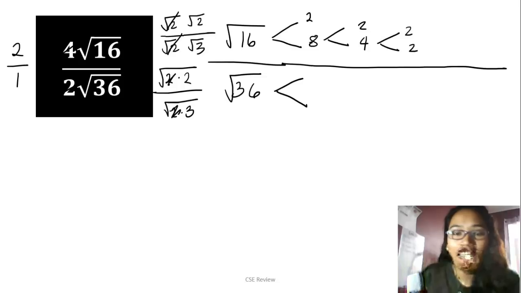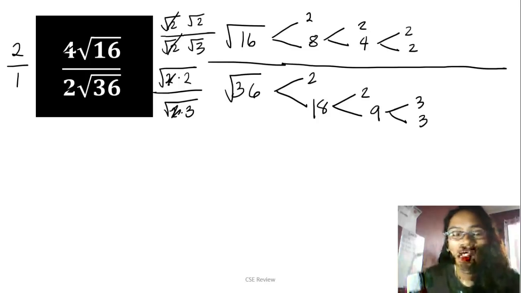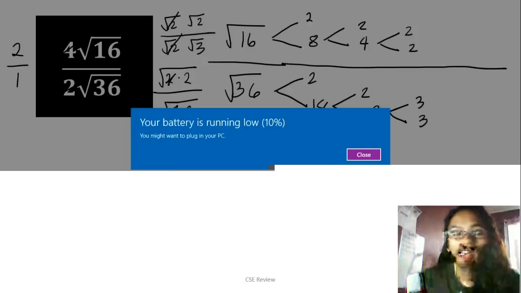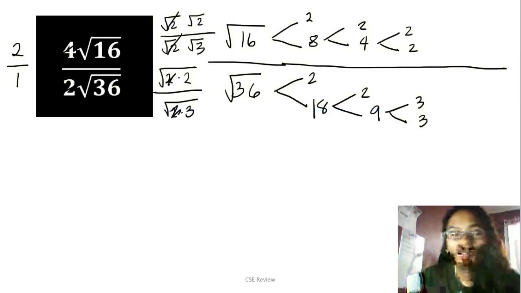Okay, ito yung 36 can be factored ng 2 and 18. 18 can become 2 and 9. 9 becomes 3 and 3. So, ngayon na meron na tayong mga pwedeng galawin dito, the first thing that you could do would be to cancel everything na may kapares. Sorry, lowbat na yung laptop ko. Cancel everything na may kapares sa taas.